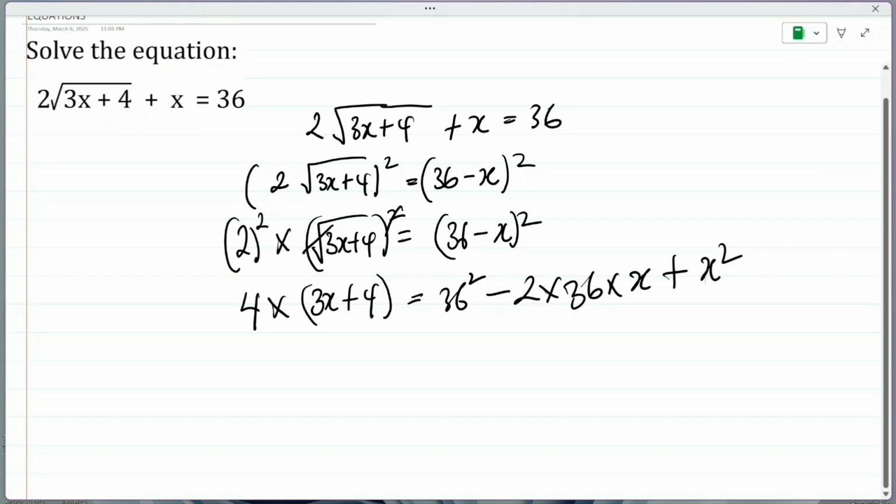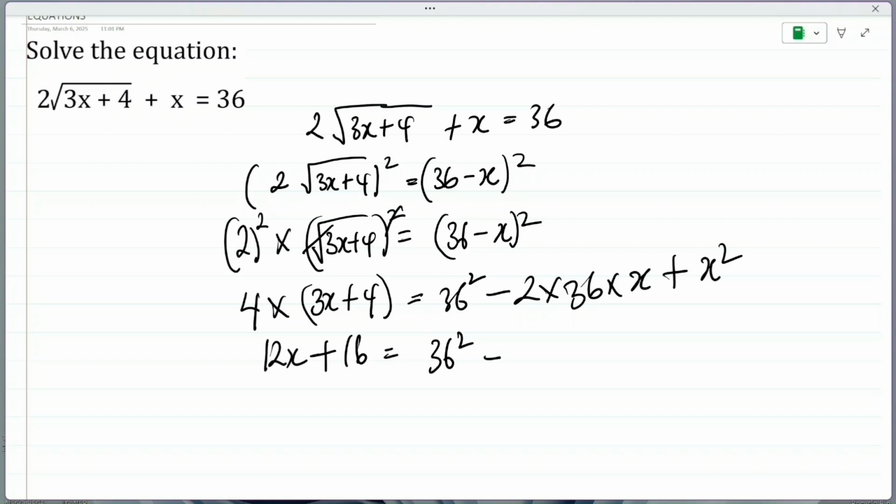On the next line, you do 4 times 3x, you get 12x, then 4 times plus 4 will give you plus 16 equals 36 squared minus, you have 2 times 36 times x will give you 72x. That's 2 times 36 is 72. 72 times x will give you 72x.